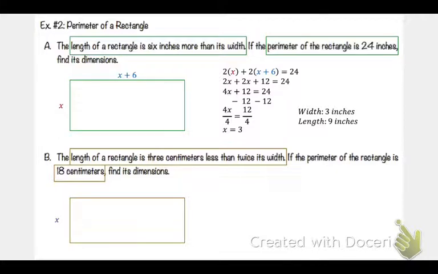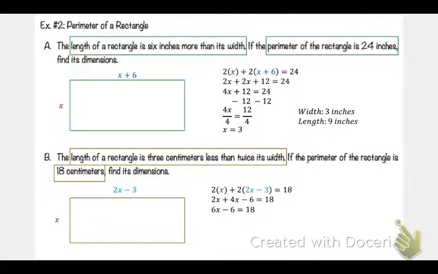And the length is 3 centimeters less than twice the width. So twice the width, that's where you get that 2x. 3 centimeters less, that's where you get that minus 3. Then I'm just going to set up my equation. So I have 2 times x plus 2 times 2x minus 3 equals 18. Distribute, you get 2x plus 4x minus 6 equals 18.